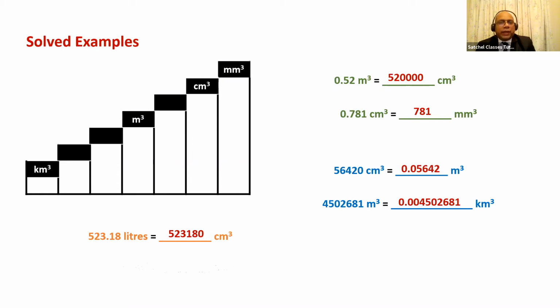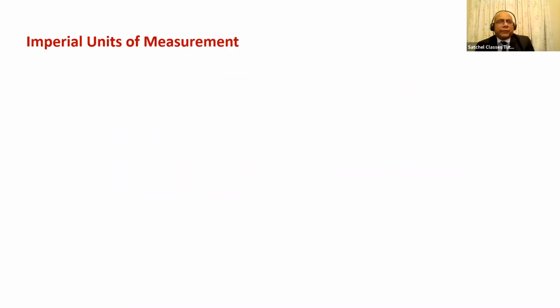Well, what about this? 45 centimeter cube to liters. Now, centimeter cube to liters, you need to divide. You just have to go reverse. You divide by 1000. So your answer will be 0.045 liters. Well, that was as far as the metric units of area and volume was concerned.